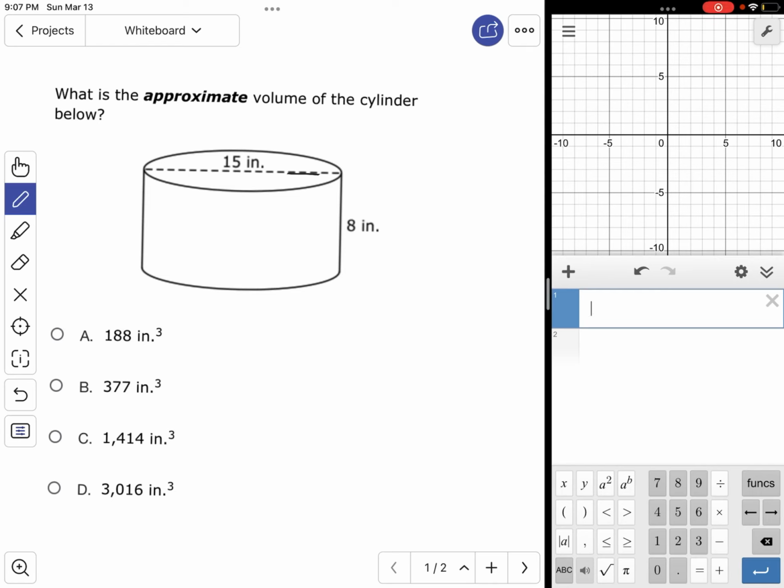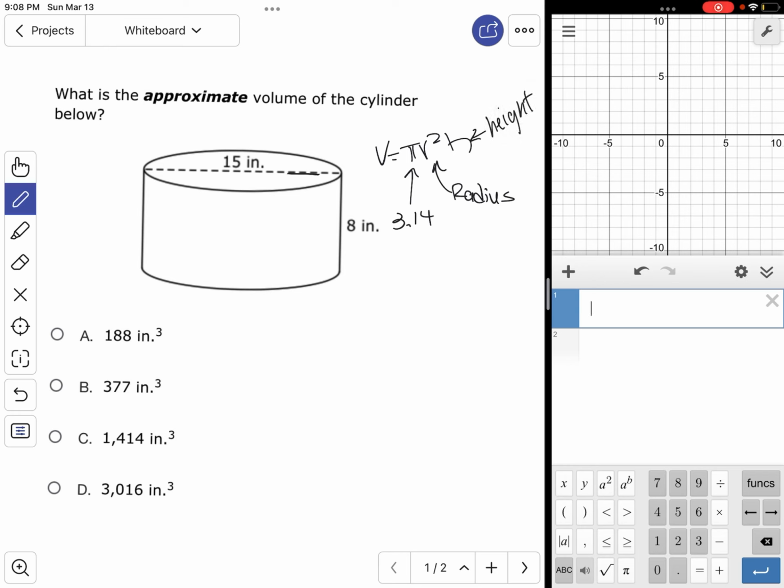Okay, class, so today we're going to be focusing on how to find the volume of a cylinder. In order for us to find the volume of a cylinder, we're going to be using the equation V equals pi r squared h, where the pi symbol is going to be represented by 3.14. The r is what we call radius, and the h is our height.